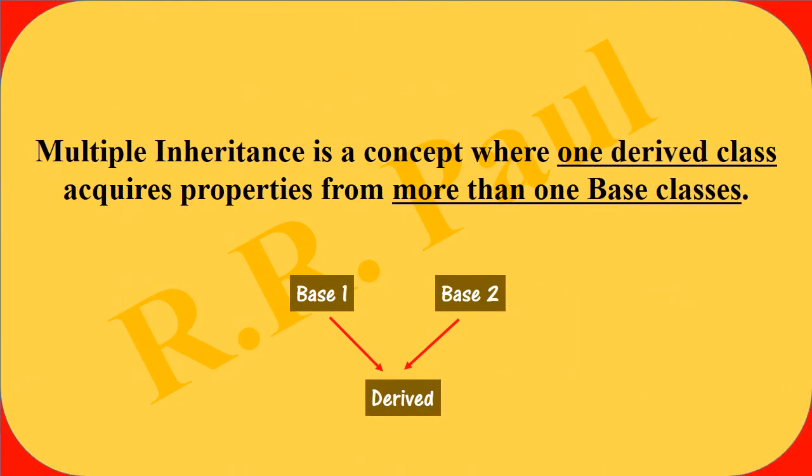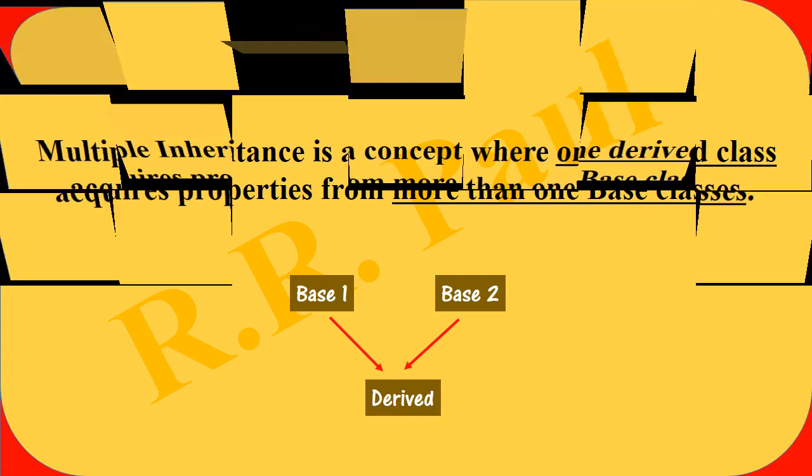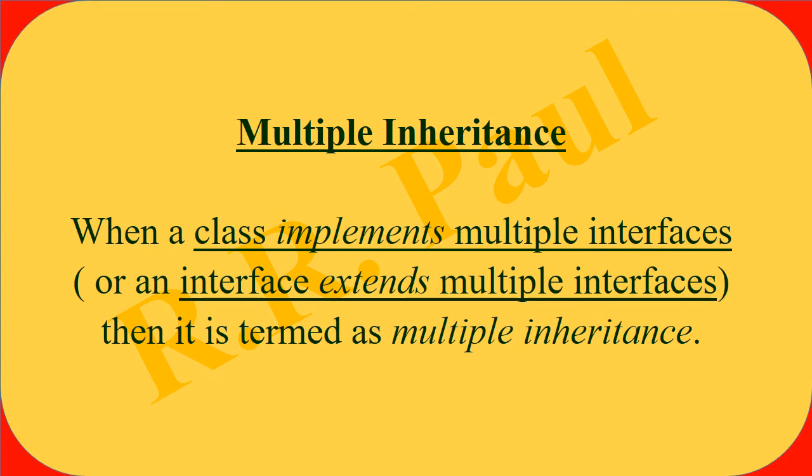For the students who do not know what is the concept of multiple inheritance, this screen gives an idea of that. Here we see that one derived class is there and more than one base classes are available. So this one derived class will get the properties from these 2 base classes. This concept is termed as multiple inheritance, which is not directly available in Java. Hence, in order to make use of this type of task, we need interfaces.